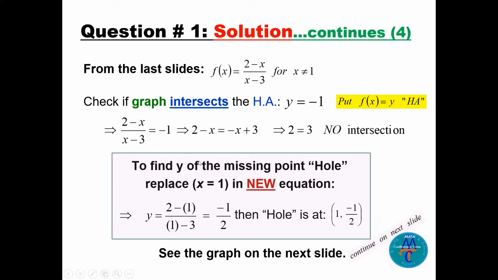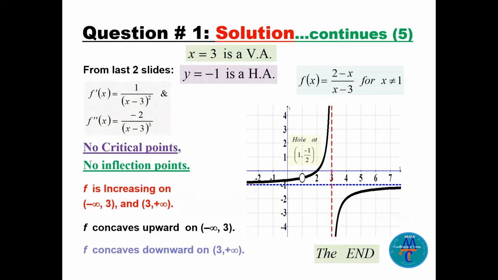One more thing here, please. To find the y of the missing point, see, we have a missing point at x equals 1 here. X cannot be 1, but at 1 there is a hole, or missing point. To find the y value, replace x equals 1 in the new equation here. So (2 minus 1) divided by (1 minus 3). It will be minus half. That is the point where the hole is: (1, minus half).